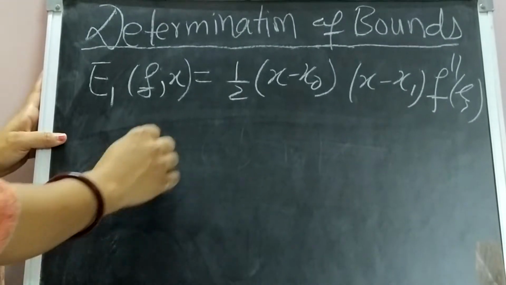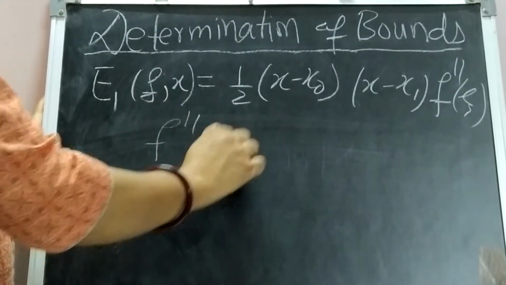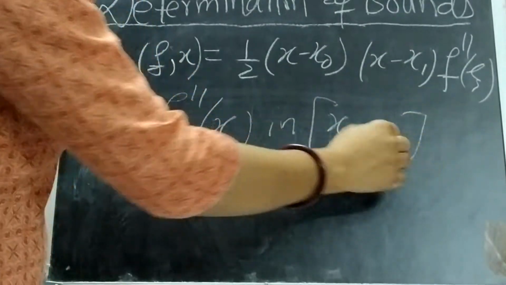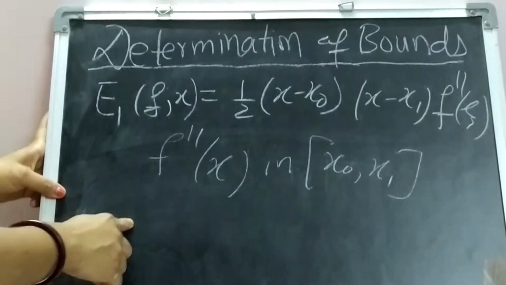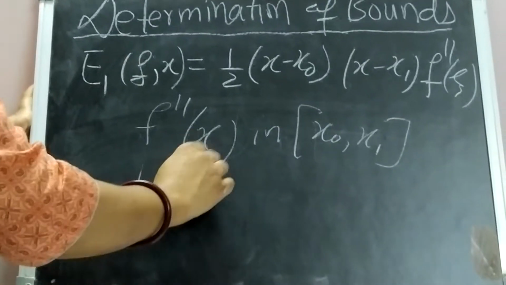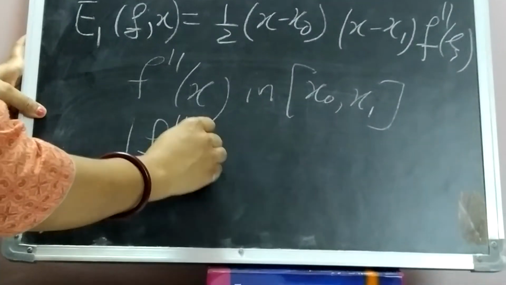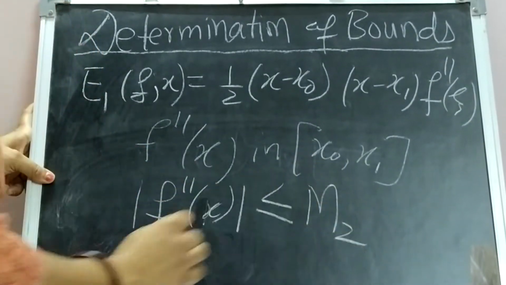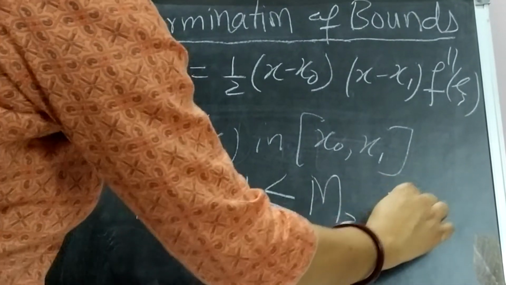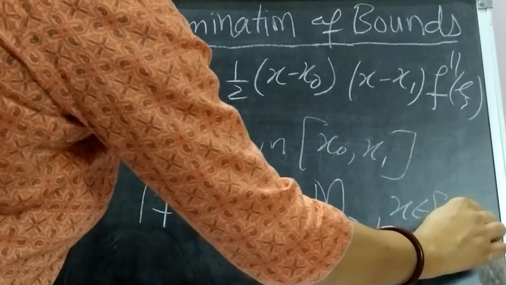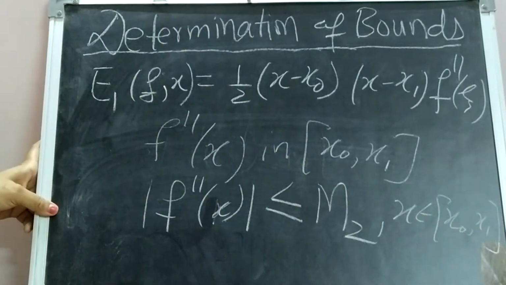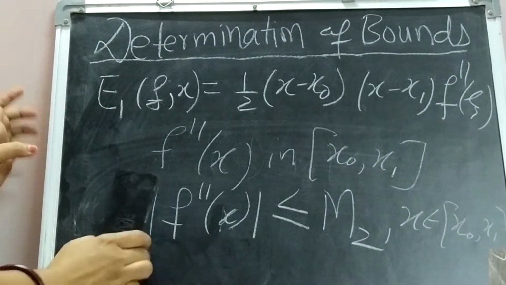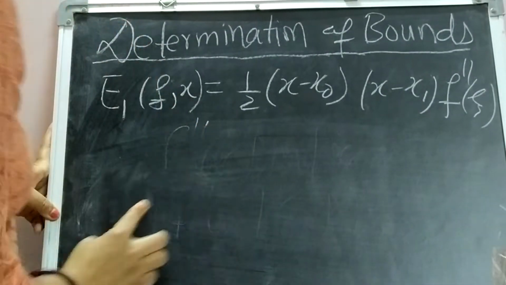So we want to find out the bounds for f double dash x, suppose in the interval x0, x1. That is, we want to find mod of f double dash x is less than or equal to, let us say, m2, for x belongs to x0 comma x1. If this is there, under this condition, then what can we do?